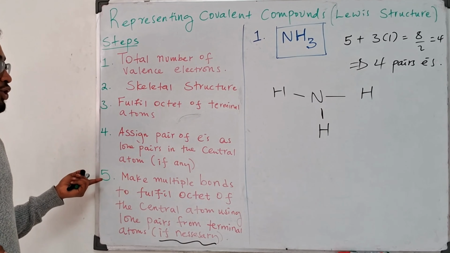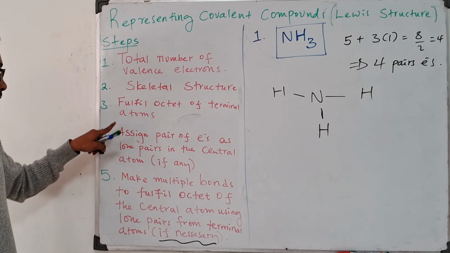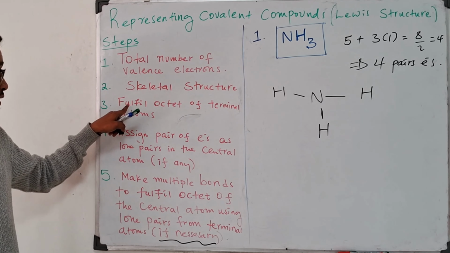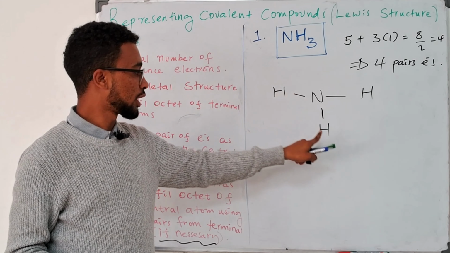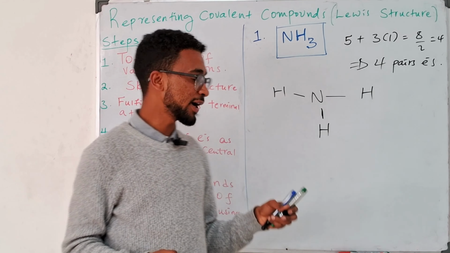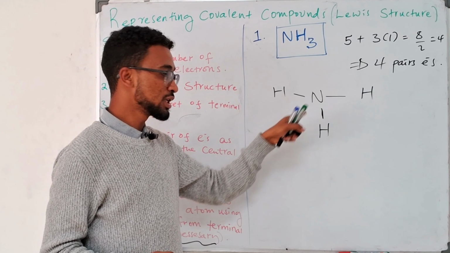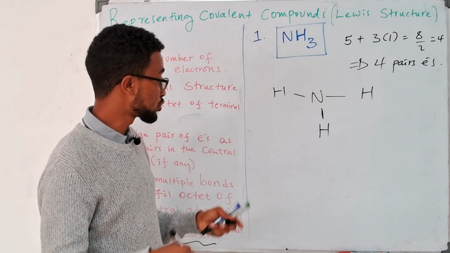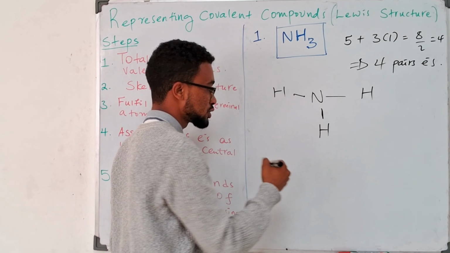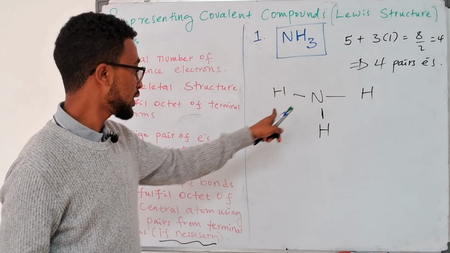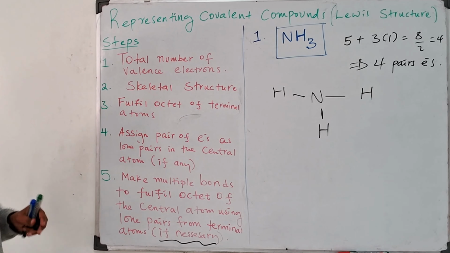This is the skeletal structure of ammonia. And then the third step is to fulfill the octet of terminal atoms. Look at our terminal atoms. We have hydrogens, and we know that hydrogen needs only 2 electrons to become stable, or to have a full outer configuration. So this stick represents 2 electrons, meaning we're done with step 3 as well.